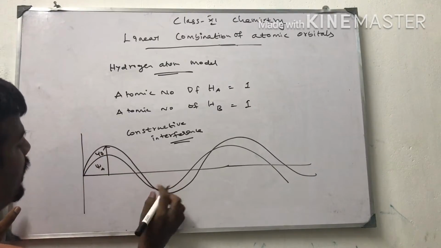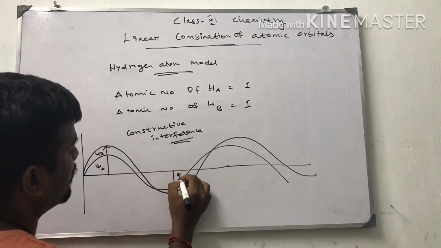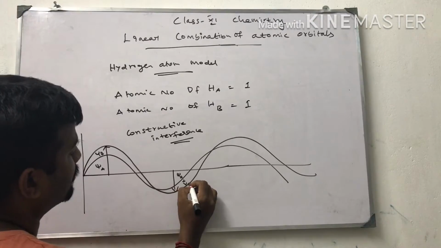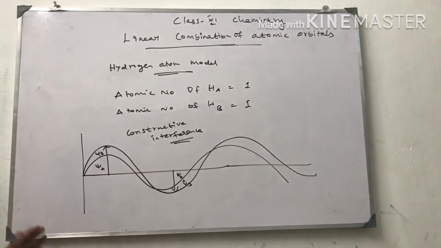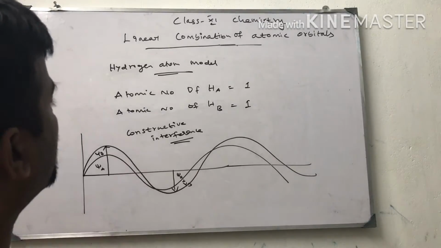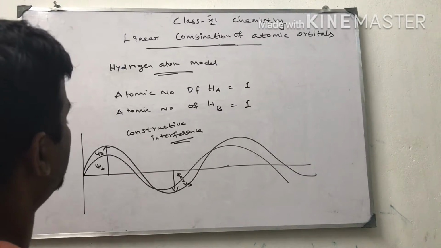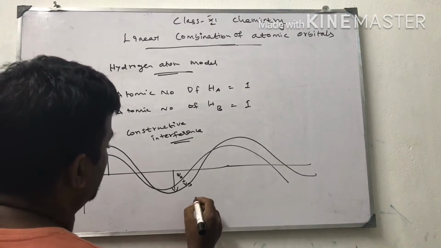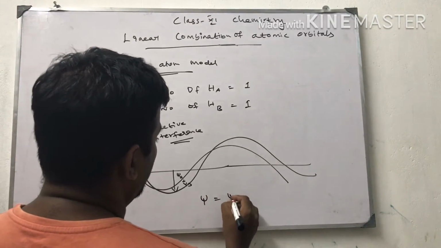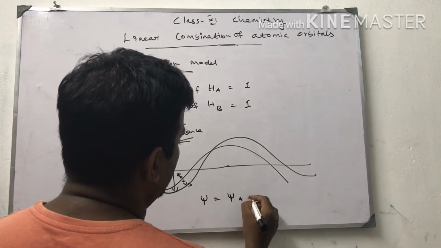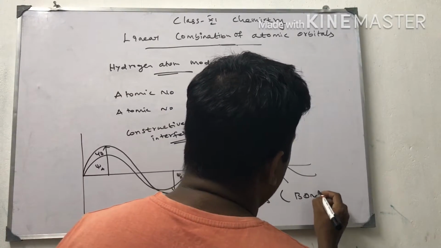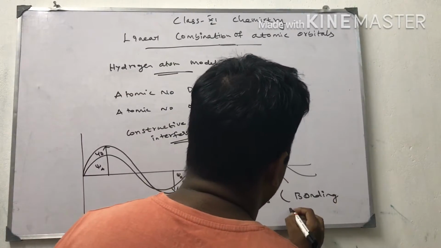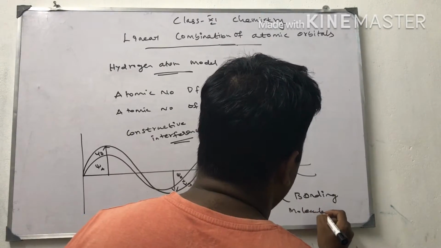The two electrons adding here are psi A plus psi B. One wave followed by another wave in the same ratio is called constructive interference. Psi is equal to psi A plus psi B. This is also called the bonding molecular orbital.